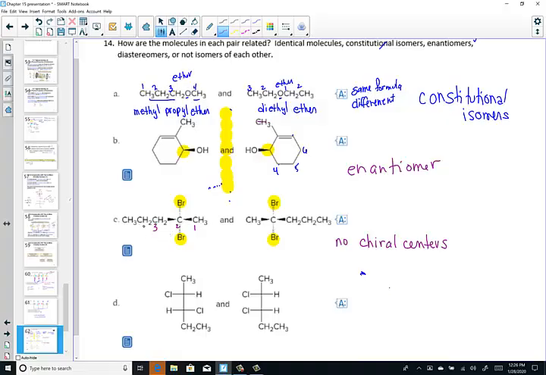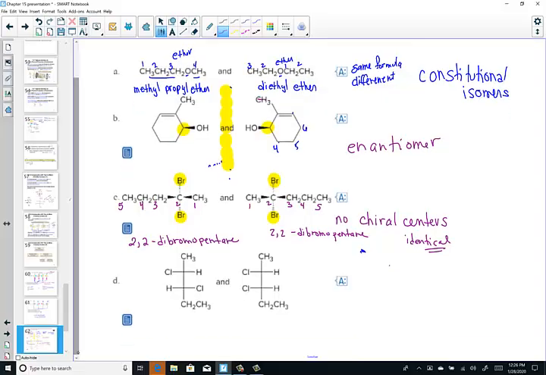1, 2, 3, 4, 5. This would be called 2,2-dibromopentane. How about this guy? 1, 2, 3, 4, 5. Oh, that looks the same, doesn't it? 2,2-dibromopentane. So they have the same name, same connectivity. These are identical molecules.